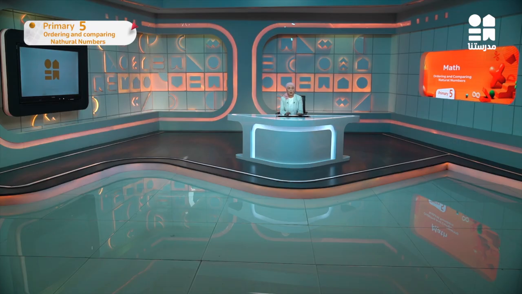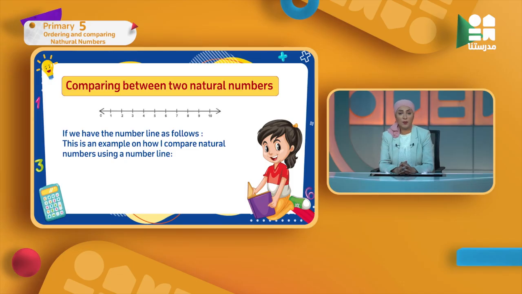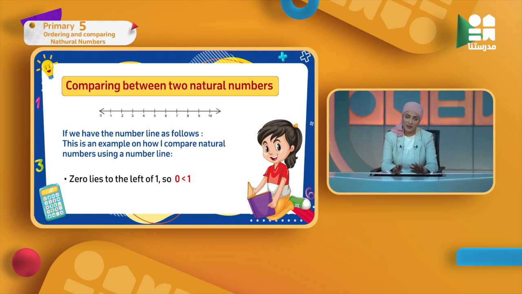Okay. Now I have my number line ready, and I want to start comparing natural numbers. How do I do this when I have a number line? We'll see that 0 lies to the left of 1, or on the left hand side of 1. So this means, as we already know, that 0 is smaller than 1. If any number lies on the left hand side, it means that it is smaller than its neighbor. So whenever I am on the left hand side, I am smaller than the one after me.